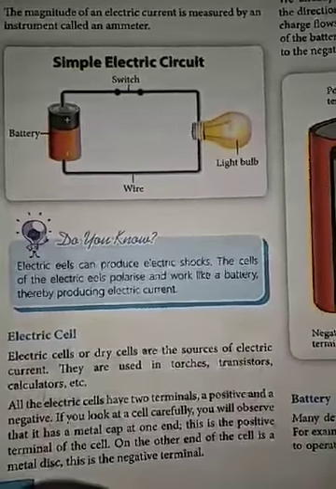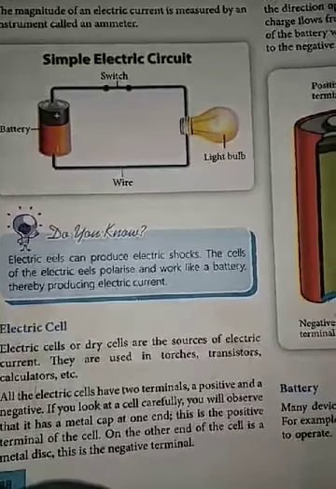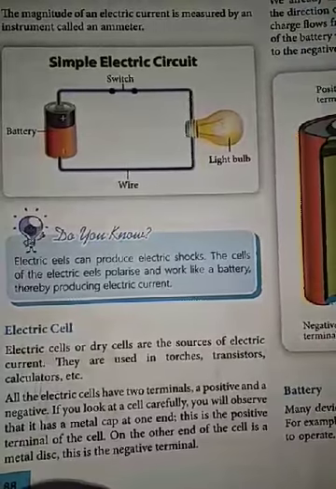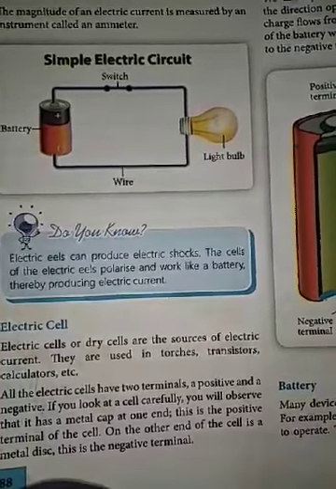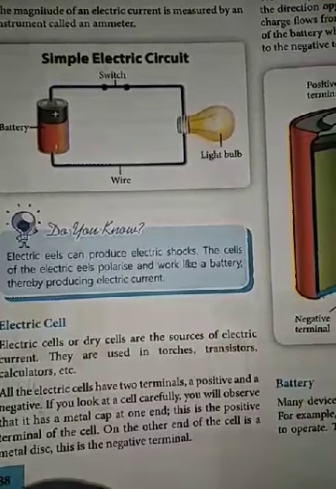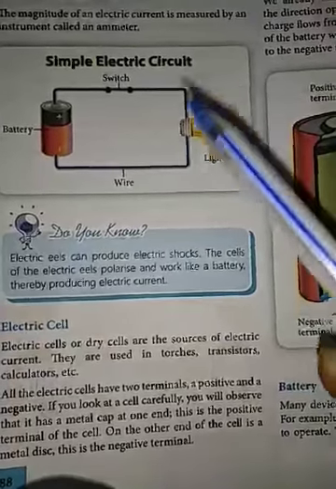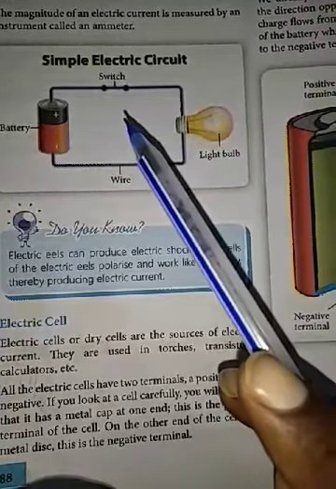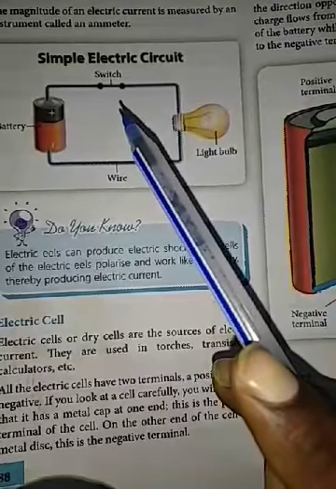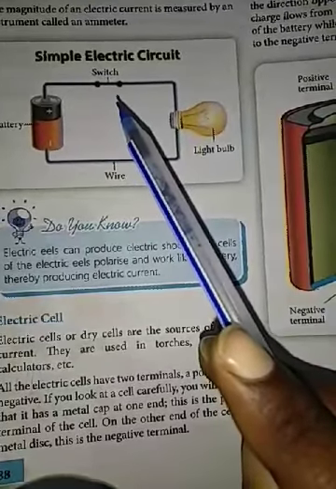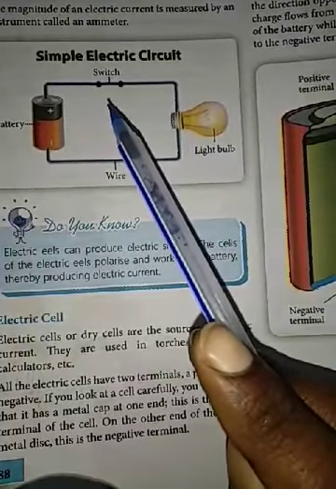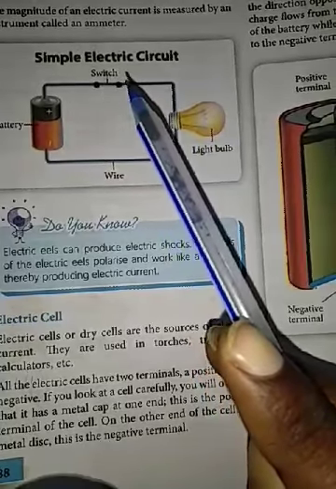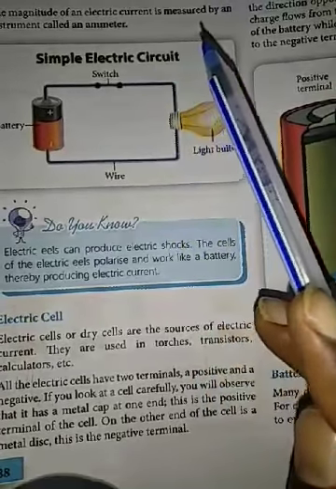Now let us discuss electric current. The flow of electric charge constitutes electric current, and the path through which it moves is called the electric circuit. The direction of flow of current is opposite to the direction of flow of negative charge in an electric circuit. The magnitude of electric current is measured by an instrument called an ammeter.